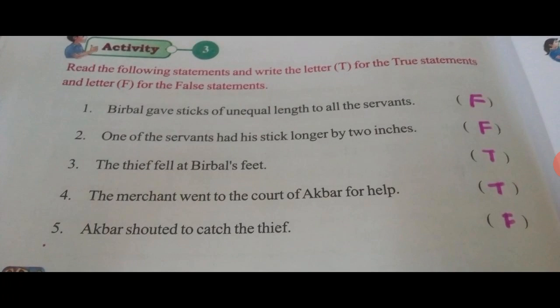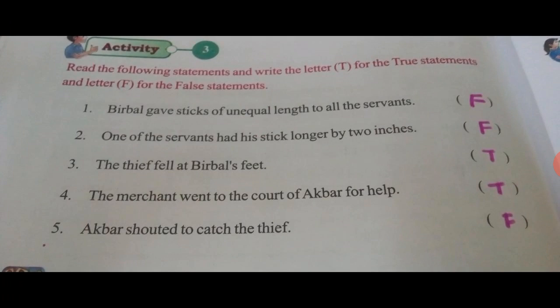Now we will do some activities related to this lesson. Birbal caught the thief. All of you go to page number 92. Here they have given an activity. Activity 3. Read the following statements and write letter T for the true statements and letter F for the false statements. Here they have given 5 statements. If the statement is true, you have to write T. If it is false, wrong, then you have to write letter F.